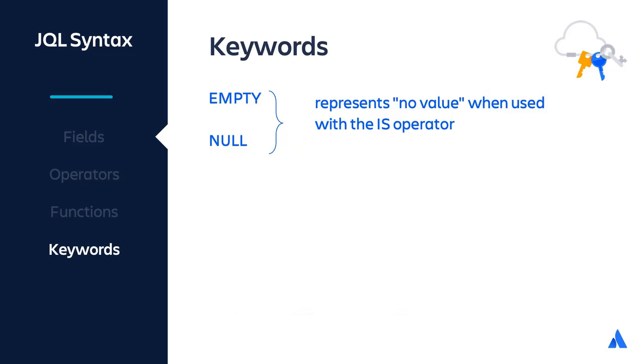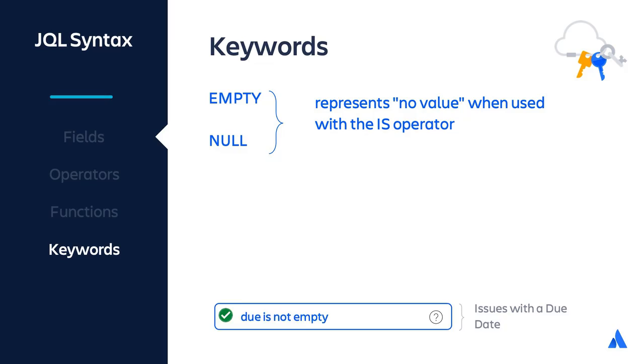Empty and null. We already know these keywords from the operators section. Equivalent keywords used to search for issues where a given field does not have a value. Both can only be used with fields that support the is and is not operators. Due is not empty returns issues which have a due date.